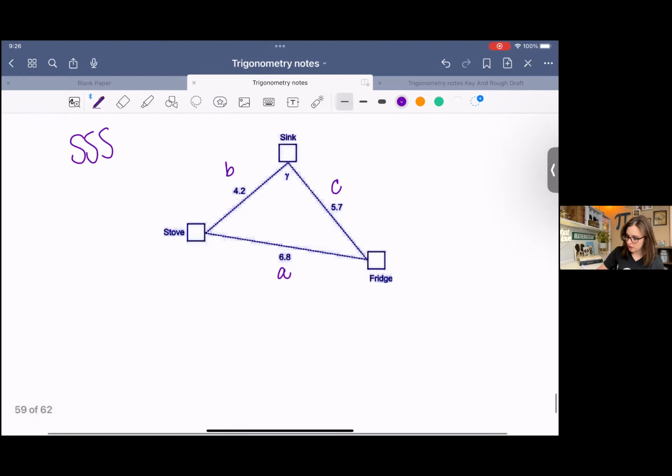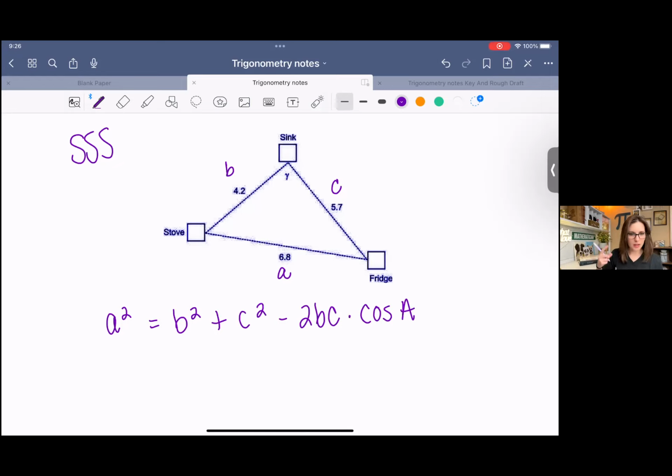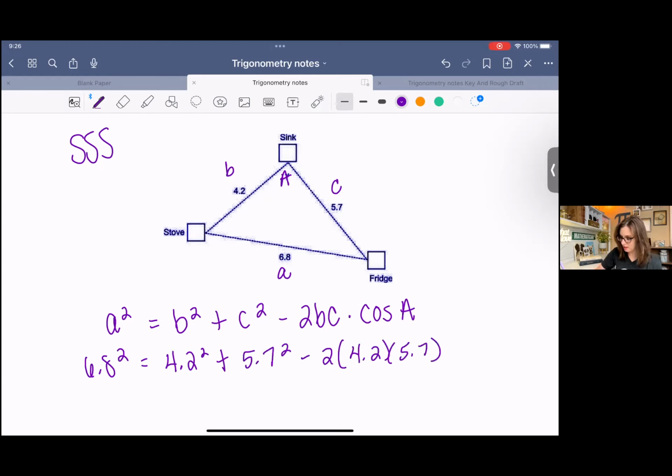And our formula says A squared equals B squared plus C squared minus 2BC times cosine A. In this case, we have it called gamma, but I could just change this to angle A like that. And then we plug in our missing pieces. So we have 6.8 squared equals 4.2 squared plus 5.7 squared minus 2 times, it's a little long, but it just looks scarier than it is, 2 times B times C times cosine A, and I don't know A.